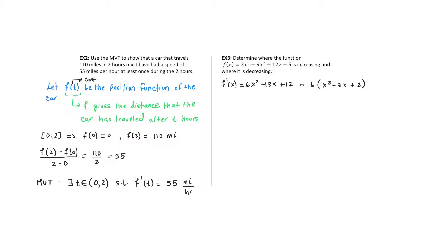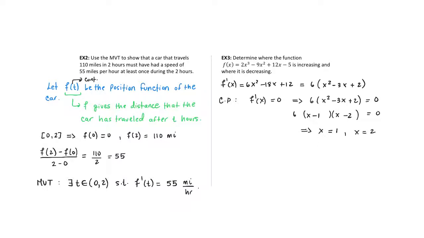And in order to begin investigating the sign of the derivative, I'm going to find the critical points. I will denote that by CP as we have been doing in class as well. So for the critical points, we're going to set f prime of x equal to 0. That means we have 6 times x squared minus 3x plus 2 equal to 0. Then I will quickly factor this quadratic. That's going to give me x minus 1 and x minus 2. That implies that the critical points are x equals 1 and x equals 2.